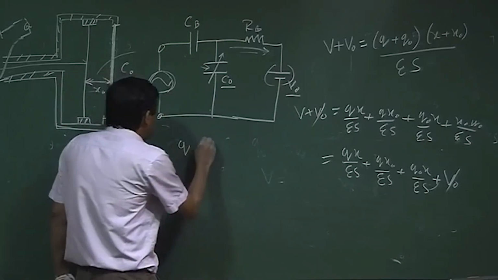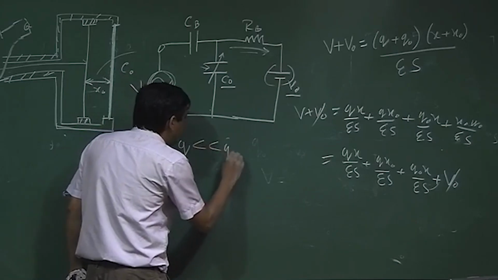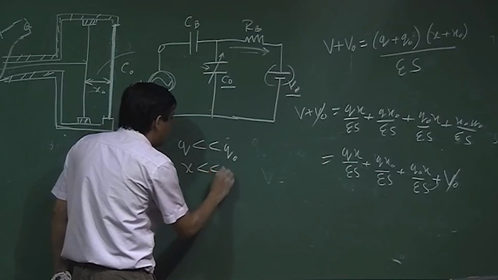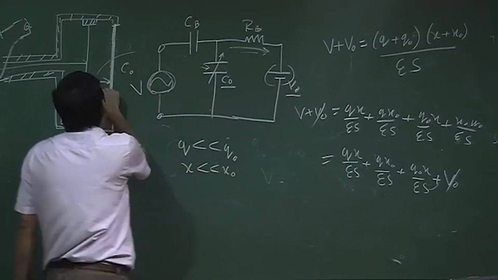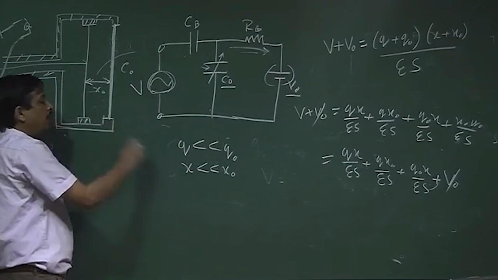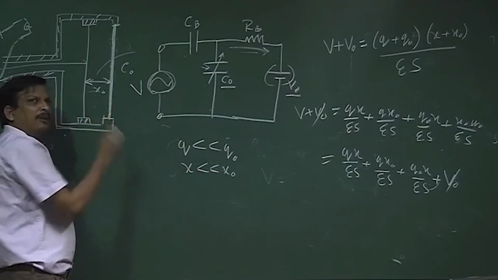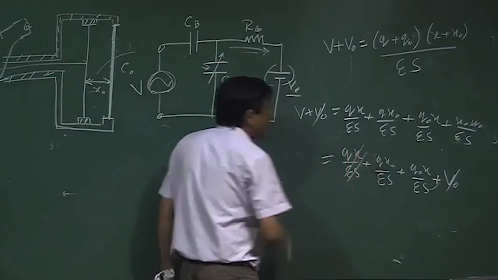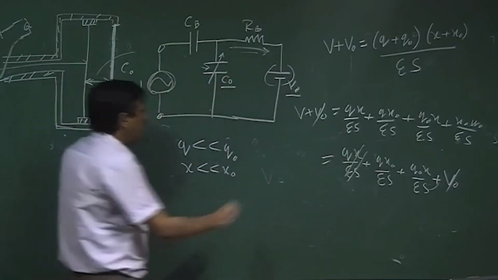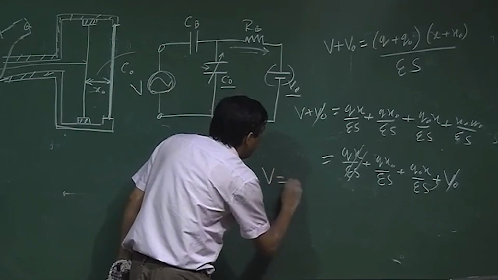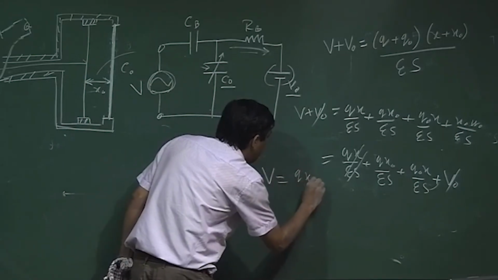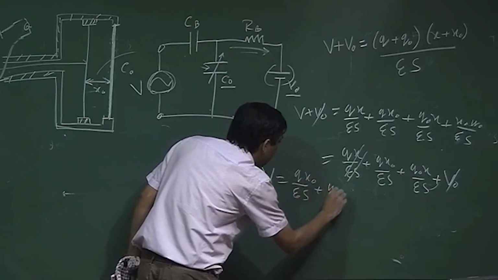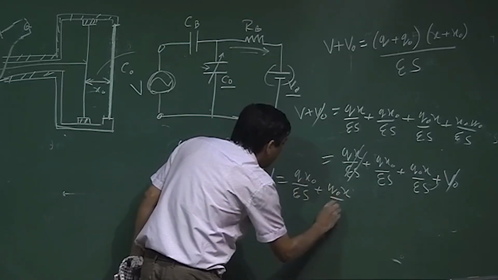So, Q is much less than Q0, and x is also much less than x0. The change of displacement and change of the charge is very small. In that case, this term I can ignore. So, I can say V is nothing but Q into x0 by epsilon S plus Q0 into x by epsilon S.